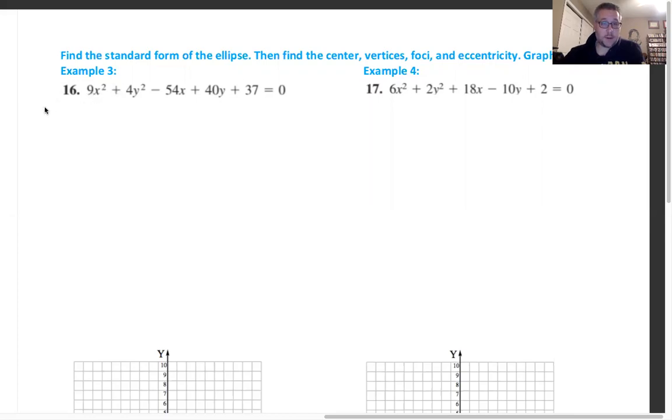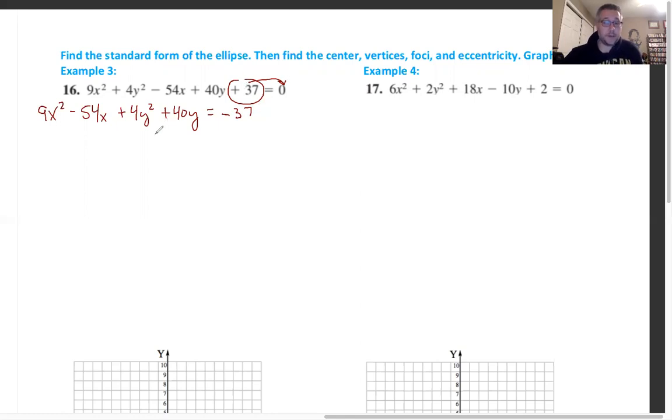To begin, organize this starting with the x squared term. So we have 9x squared, and then the other x term, which is minus 54x. Now we'll organize by the y terms. We have a positive 4y squared, plus 40y. I'm going to put the equal sign next, and we're going to take the constant and move it over, which is like subtracting 37 from both sides. So you'll have negative 37 over here.